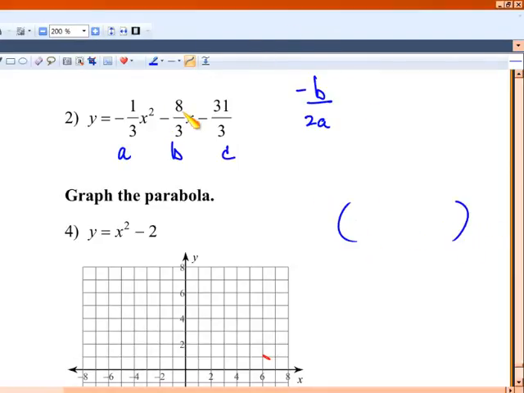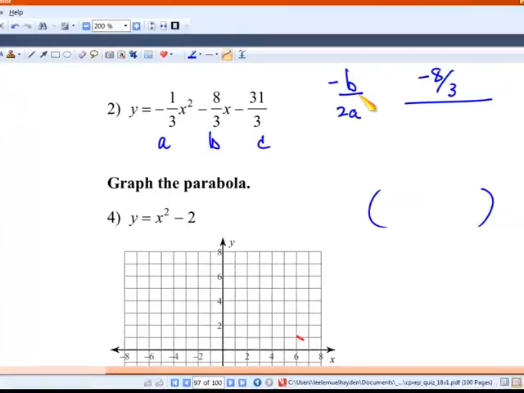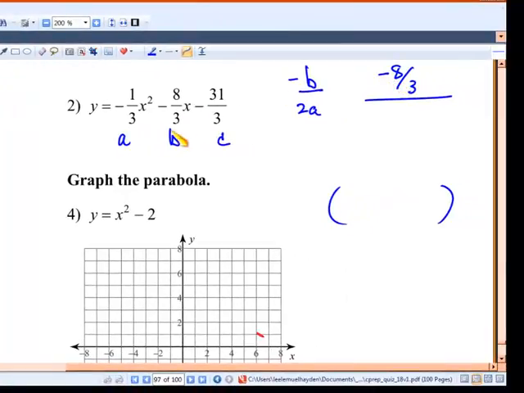So what do I need to do? I need to say, okay, that's -8/3 divided by 2 times a. Except that I'm going to change the sign of the -8/3 because b is -8/3, so -b would be +8/3. And then in the denominator, I'm going to have 2 times a. Well, that's 2 times -1/3, which is -2/3.